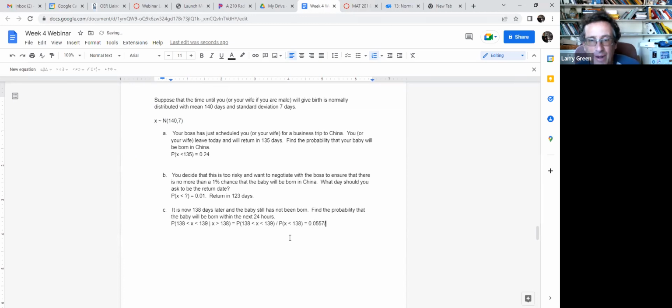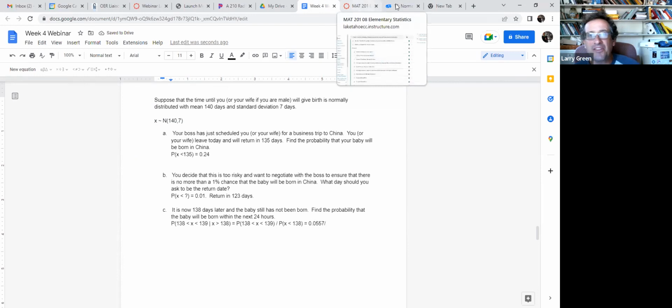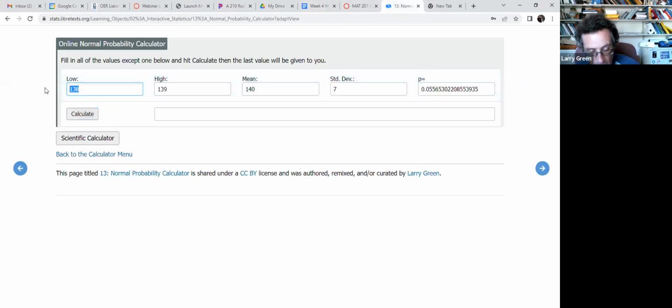And then divided by the probability that we're less than 138. So if you're less than 138, that means the low is negative bunch of 9s, and the high is 138. And I hit calculate. Whoops, forgot to leave the probability blank. And I hit calculate, and I get 0.3875.